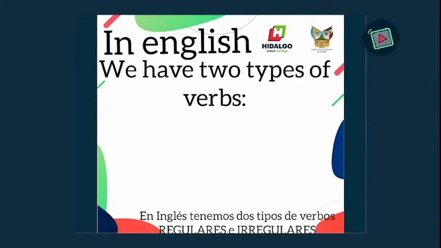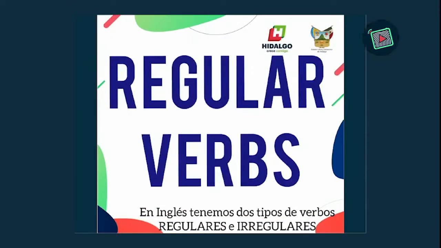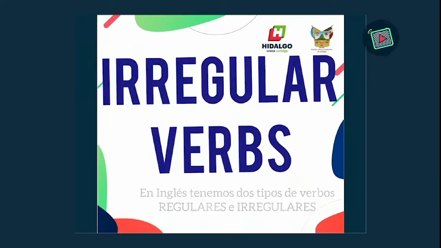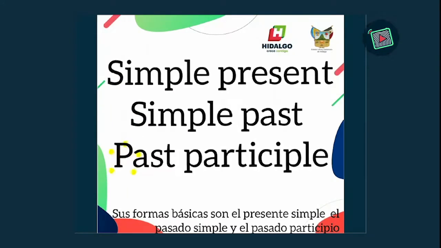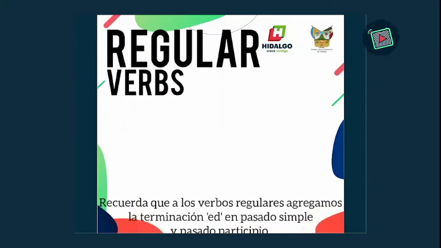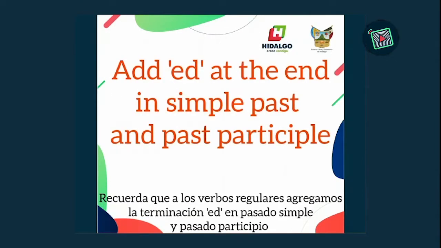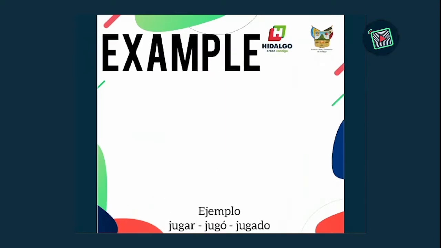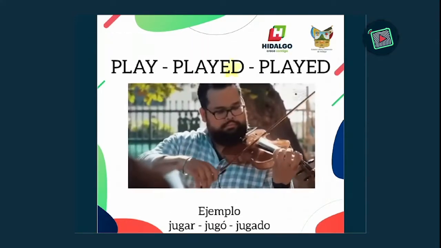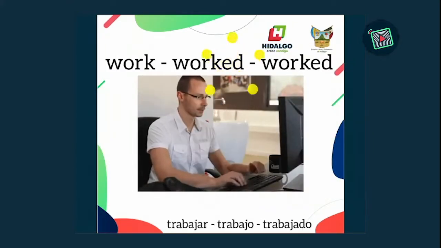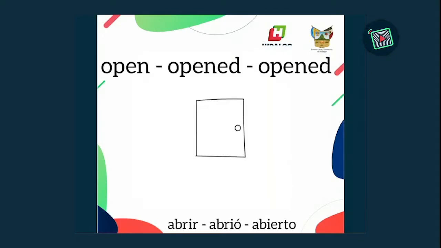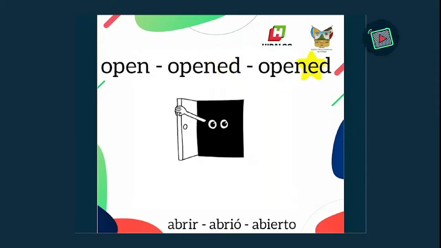In English, we have two types of verbs, the regular verbs and the irregular verbs. Their basic forms are the simple present, the simple past, and the past participle. Remember that to the regular verbs, we add "ed" at the end of the verb in simple past and past participle. Example: play, played, played; work, worked, worked; open, opened, opened.